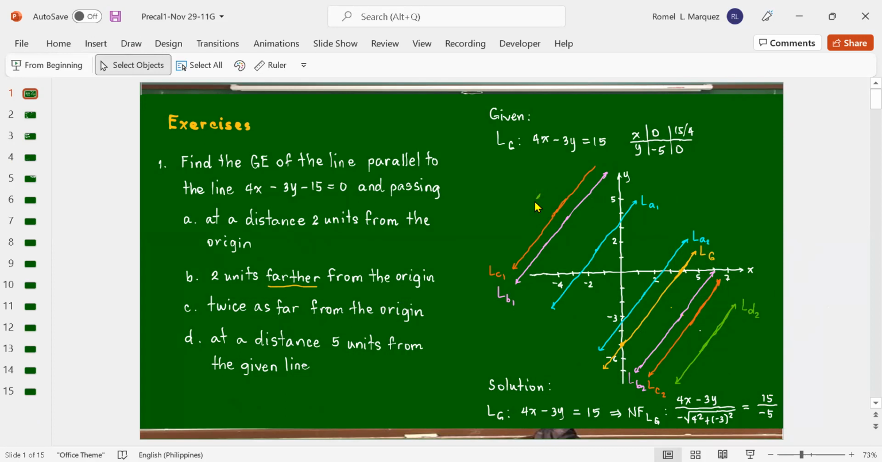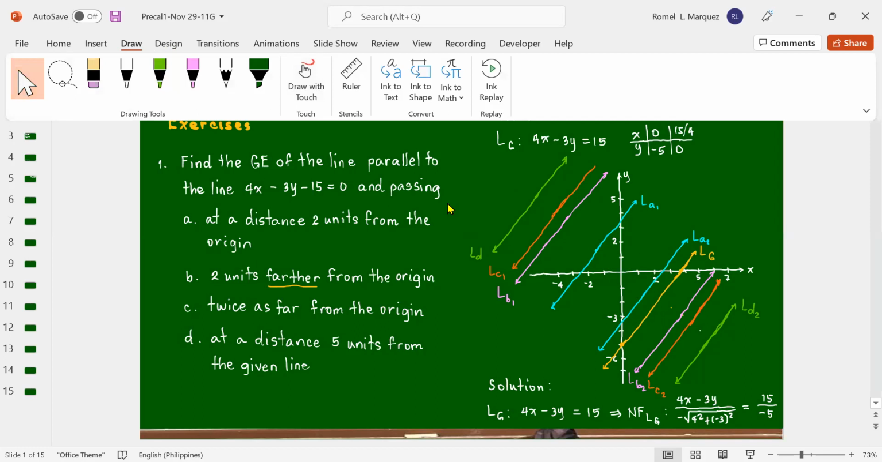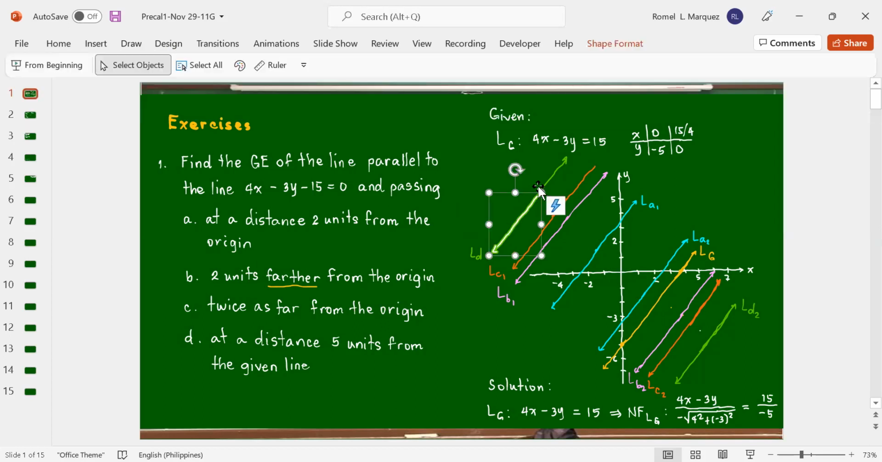Green from the yellow: 1, 2, 3, 4, 5. Where will it coincide, guys? With the blue? Am I right, children? Yes, sir. Because from the yellow, 5 units from the yellow. So meaning it will be 2 units from the origin.